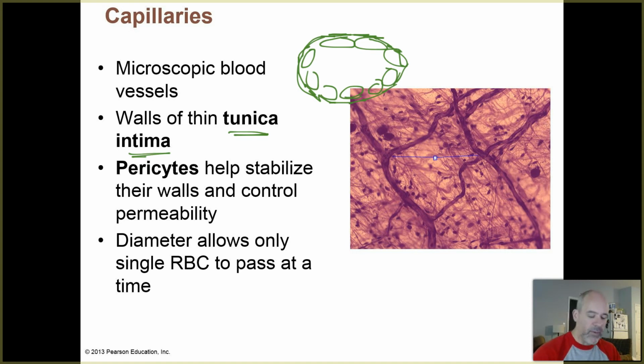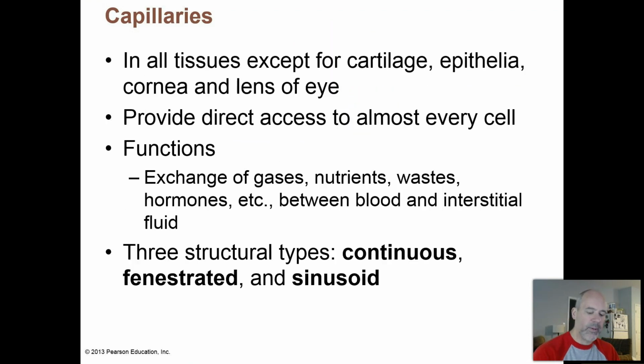Now they do have a few cells scattered around. There are some cells called pericytes, peri like perimeter, to surround something, that are hanging out around the edges of the wall, that help stabilize those walls and in some instances help control the permeability, how easy it is for substances to move in and out of the capillaries. So these are so thin, they only allow a single red blood cell to pass through at a time. So there's your typical red blood cell, and it's going to take up almost the entire lumen, the whole diameter of the lumen inside that capillary.